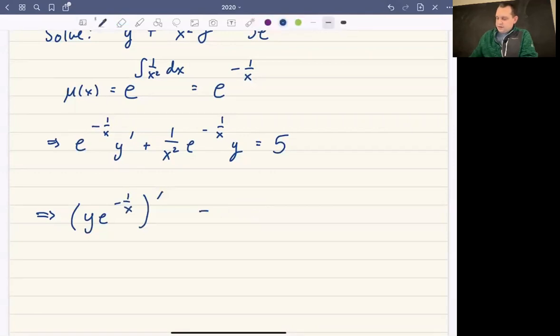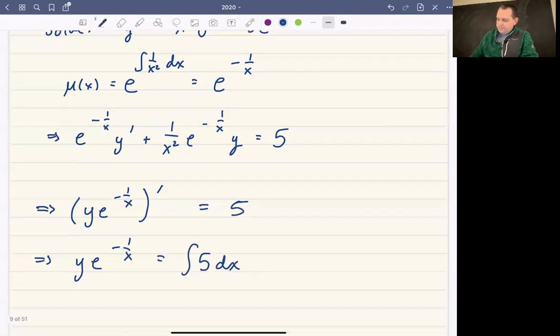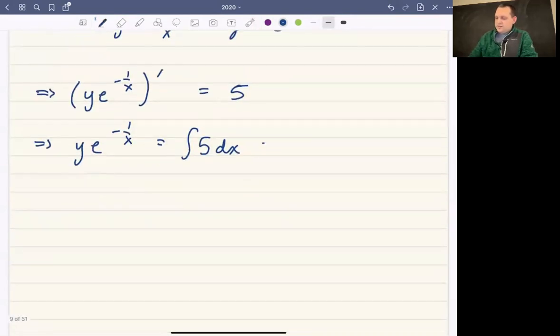So this tells us that the derivative of y times e to the negative 1 over x will be 5. At this point, we can anti-differentiate both sides, and we end up with y e to the negative 1 over x equal to the integral of 5 dx. When we integrate that, of course, that's 5x plus c. Here we do need a plus c.